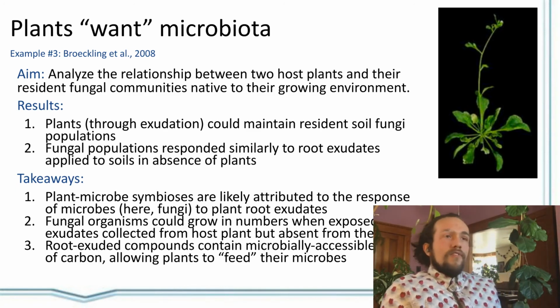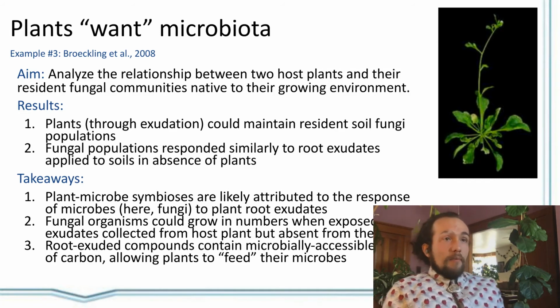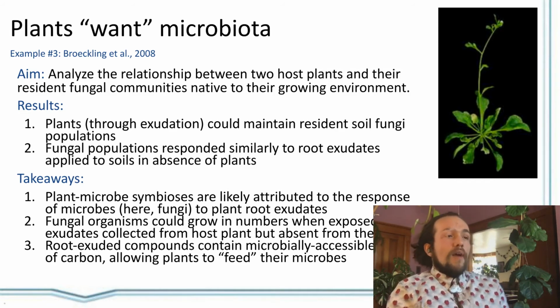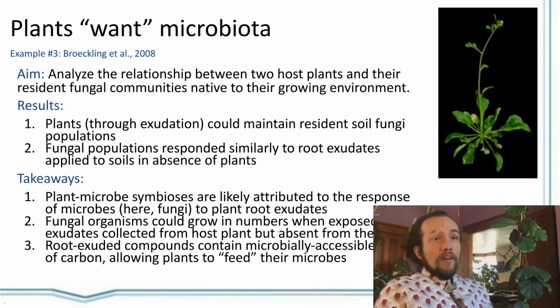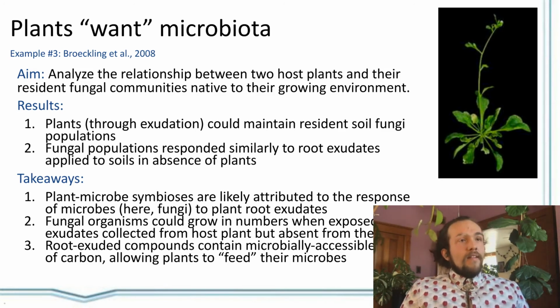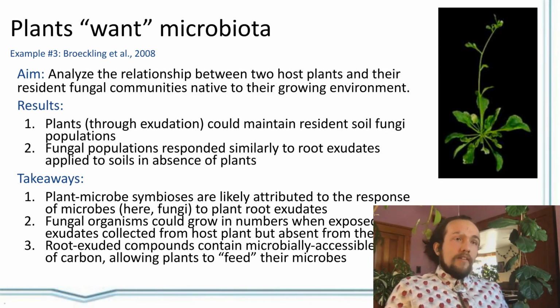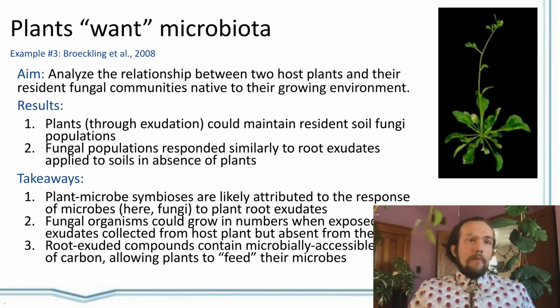So they also generated root exudates in sterile systems like the tissue culture we saw earlier, collected those exudates, and then applied those exudates to the soils in the absence of the plant. And they were able to demonstrate that these same fungi were able to grow and proliferate in cell numbers when these root exudates were applied in the absence of the plant. So the main takeaways here are that plant-microbe symbioses are likely initiated by root exudates of the host plant. And the very cool takeaway here is that the fungi were able to grow when fed root exudates in absence of the plants, because there are forms of microbially accessible carbon contained in root exudates.